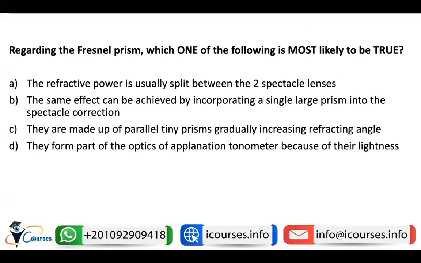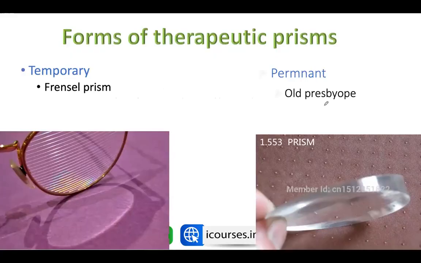Okay, to understand the concept behind this question, you need to understand the concept behind the Fresnel prism. Actually, the Fresnel prism is just a cosmetic way to handle the prisms, meaning that instead of putting a single large prism in front of the eye, which will be ugly, we can place a sheet of prisms, called Fresnel prisms, in front of the eye.